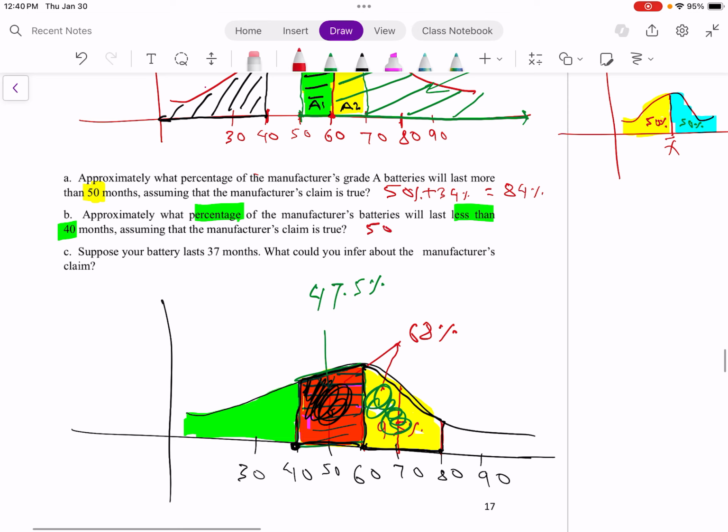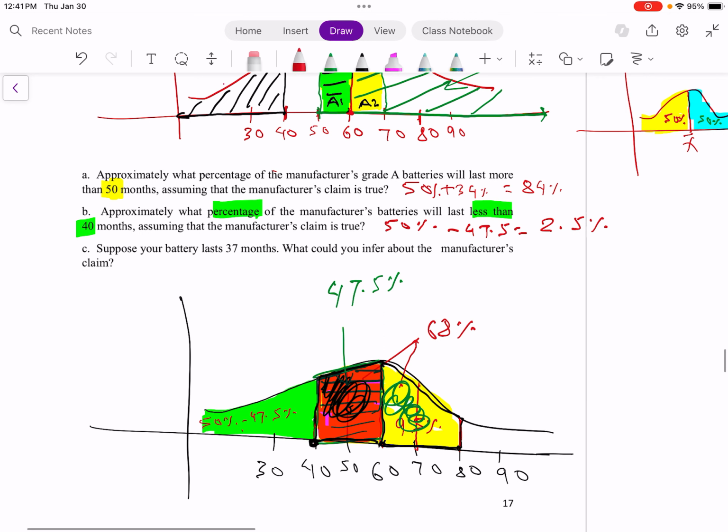So 50% minus 47.5%. And what was the final answer? 2.5%. So 2.5% of batteries will last less than 40 months. Okay? Do you have any questions here?